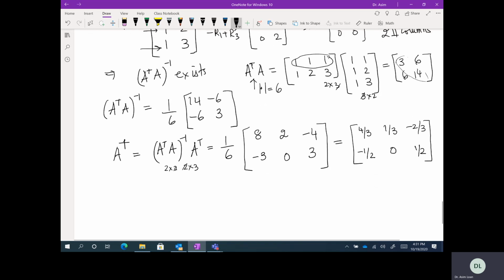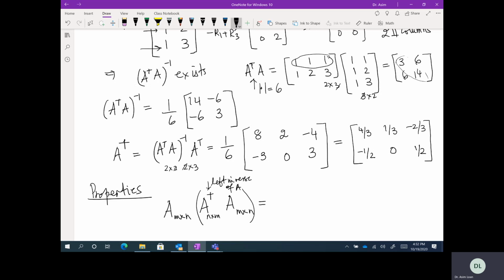And you can check whether this is true or not, whether this gives you the same result or not. So some properties of a pseudo inverse. If I have A, which is m by n, and I multiply by a pseudo inverse, which is n by m, and then I multiply again by m by n, so this is equal to what? This is actually the left inverse of A, and this is equal to A, m by n.